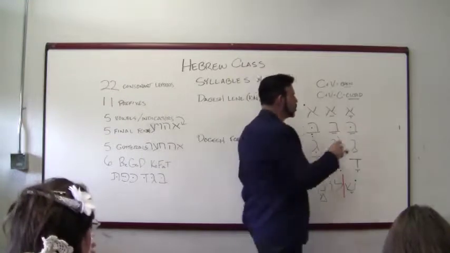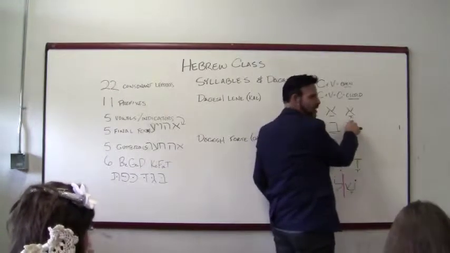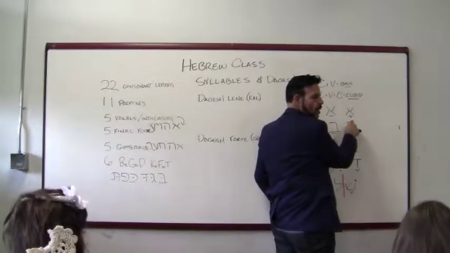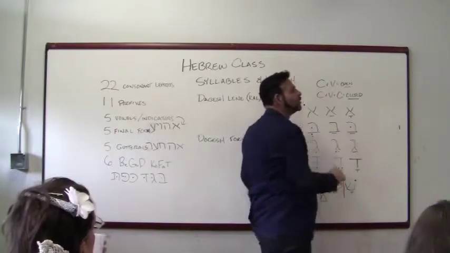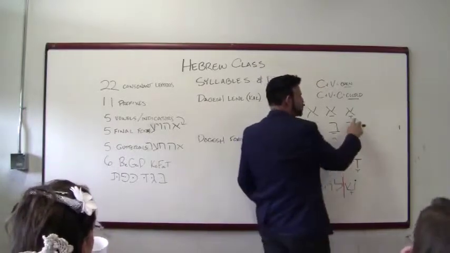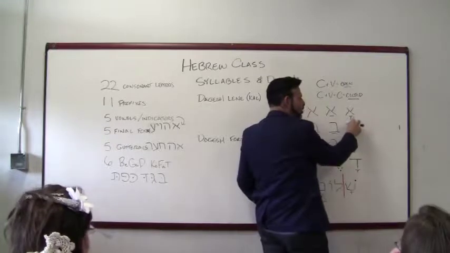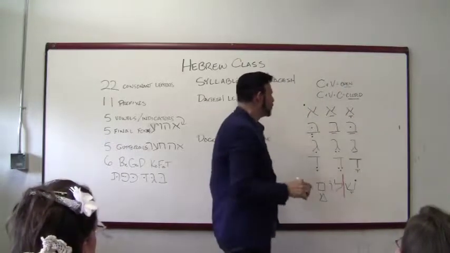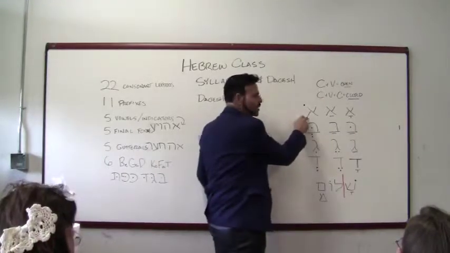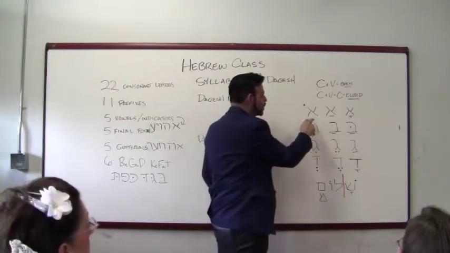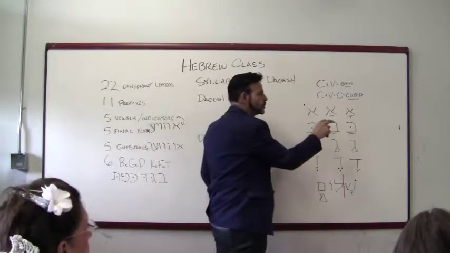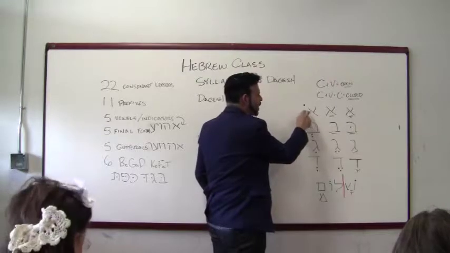So here is what vowel? Does anybody know the name of this vowel? Kamatz. This is kamatz. And so we have aleph with the kamatz. So we saw the vowels directly underneath. But if you look over here, here's an aleph. Here's an aleph. You can pass them out. Here's an aleph that has no vowel underneath.